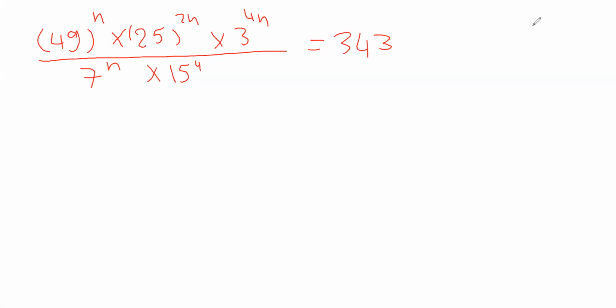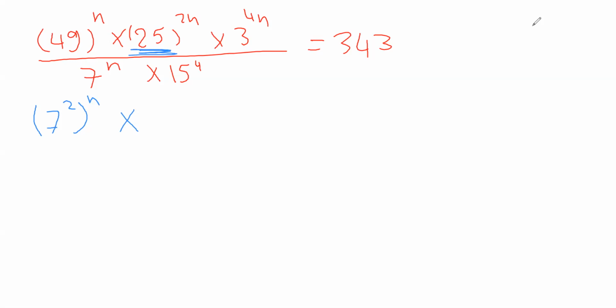7 times 7. We are dealing with powers. So 7 power 2 equals 49. All of them power n. The 25 is what power what? 25 is what times what?